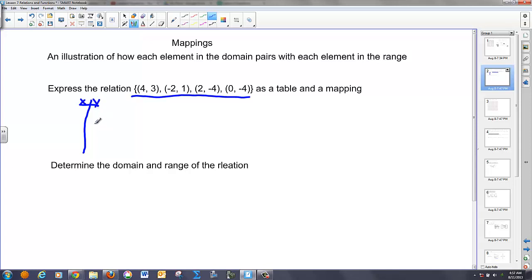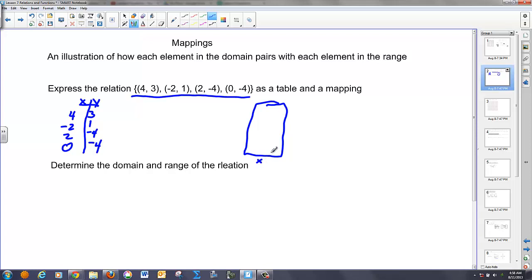A table is basically an XY table where we list all the x coordinates. In this case, I have 4, -2, 2, and 0. Then I list all the y coordinates associated with each of those x coordinates. So that's 3, 1, -4, and -4. And it's okay that -4 repeats itself. When I talk about a mapping, the mapping is very similar, except for the fact that you don't repeat the numbers.